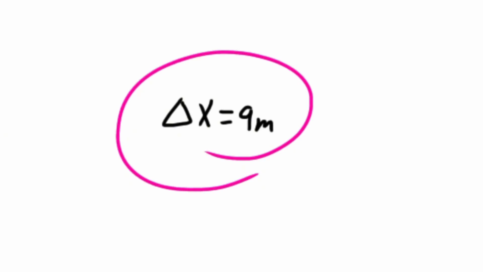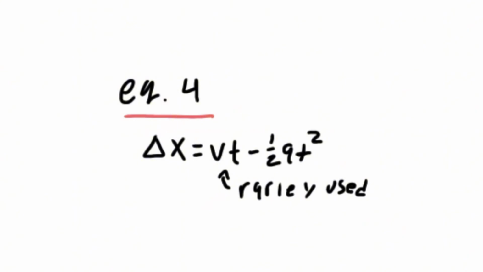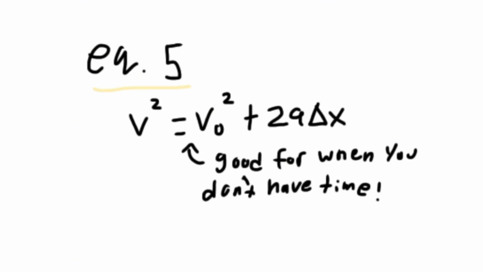as our displacement. Now for equation 4, this is rarely used, but it is good for when you don't know initial velocity, because you know the other 2 equations for displacement do need initial velocity. So if you just know your final, you could use this one. And this one is displacement is equal to final velocity times time minus 1 over 2 times acceleration times time squared. Now, equation 5 is good for when you don't have time.